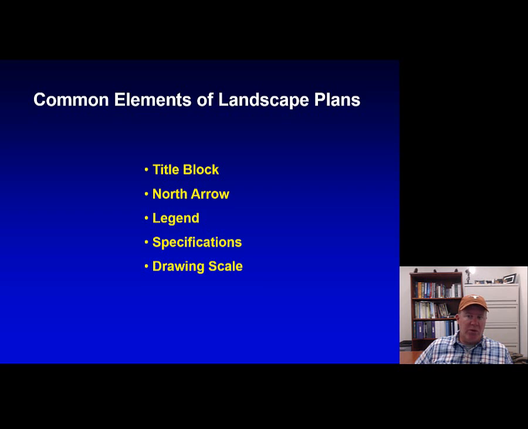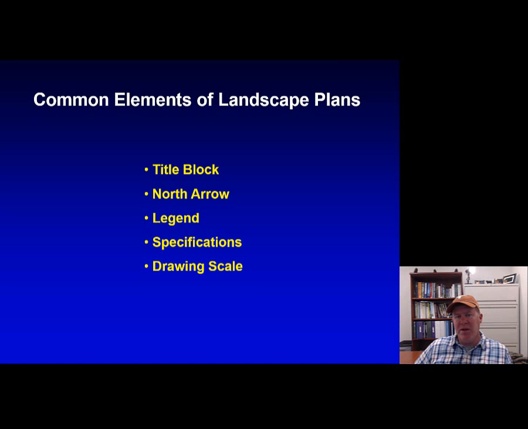North arrow, it's always going to show you where north is, which way the house is oriented to north on the site. So you'll see the north arrow pointing towards the north direction. You're going to see a legend. You'll see your plant list maybe over to one side, but in the legend you'll also see who drew it, the date, drawing one of how many drawings, and things of that nature will be included in the legend.